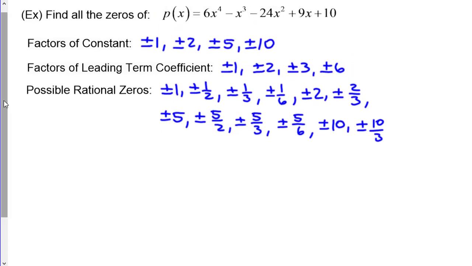And if you'll notice as well, a lot of these are fractions, and fractions tend to intimidate people. So what I'm going to do is start testing integers and just see what integer zeros I can get first. If I can get at least 2 integer zeros, then I don't have to test any of the fractions. I can get the fractions through factoring. So let's just see what happens.